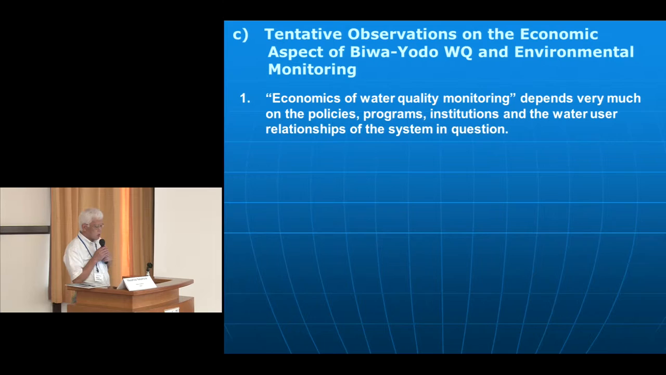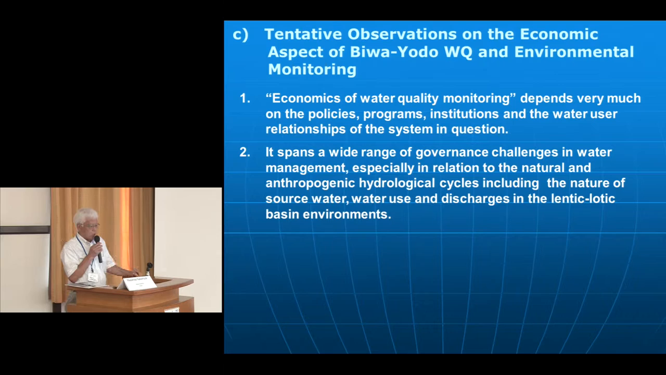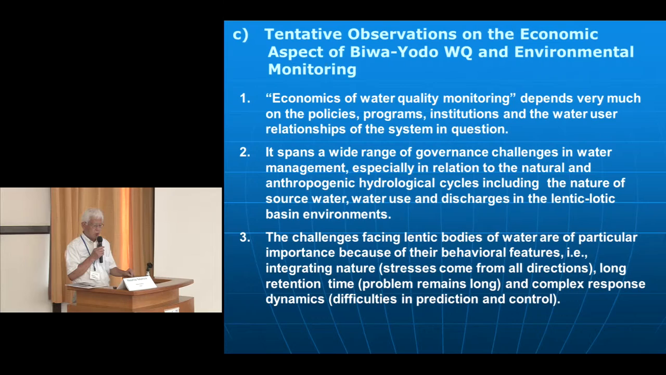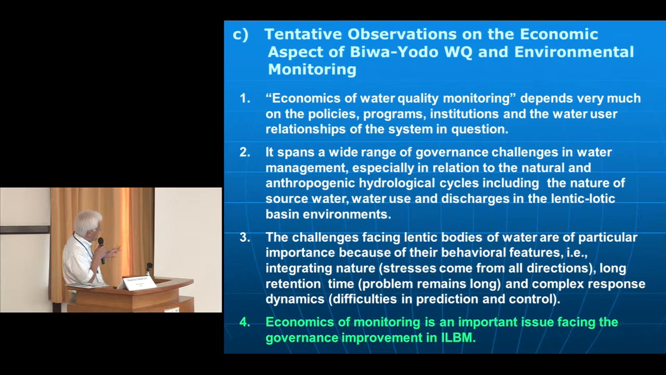So the tentative observations would be the economics of water quality monitoring depends very much on policies, programs, institutions, and water use relationship of the system in question. It spans a wide range of governance challenges of water management, especially in relation to natural and anthropogenic hydrological cycles, including the nature of source water, water use, discharges, and the lentic lotic basin environment. The third observation may be that the challenges facing lentic bodies of water are of particular importance because of their behavioral features that we have already discussed. And lastly, let's look at a little bit more on these lentic water systems. The economics of monitoring is an important issue facing the governance improvement of integrated lake basin management.